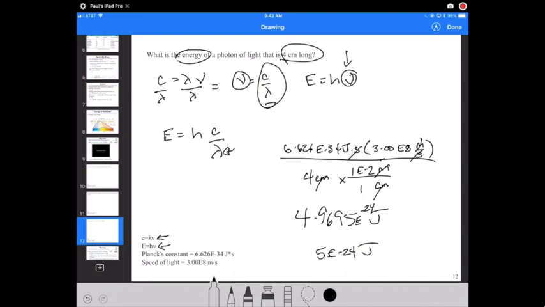So I could give you wavelength and make you find frequency. I can give you frequency and make you find wavelength. I can give you frequency and make you find an energy. I can give you a wavelength and make you find the energy. I can give you energy and make you find wavelength or frequency. So I can give you two of the things and make you find the other, or I can combine the two, and you'll have lots of practice to do that in a little bit with your homework.